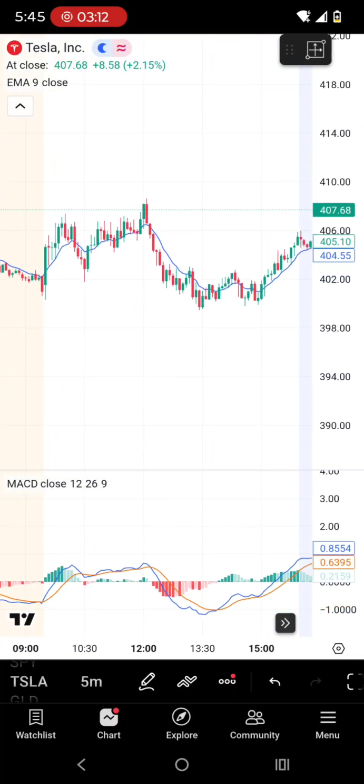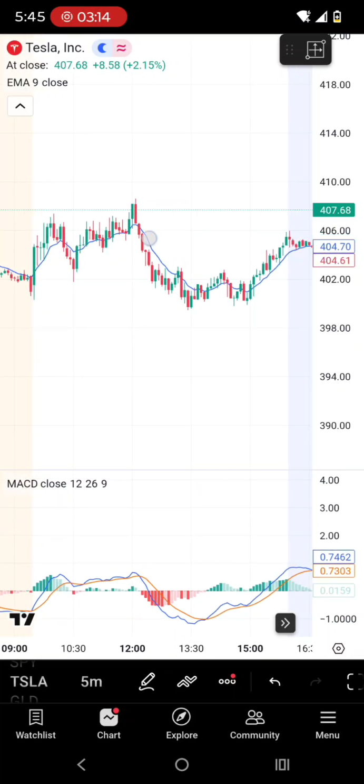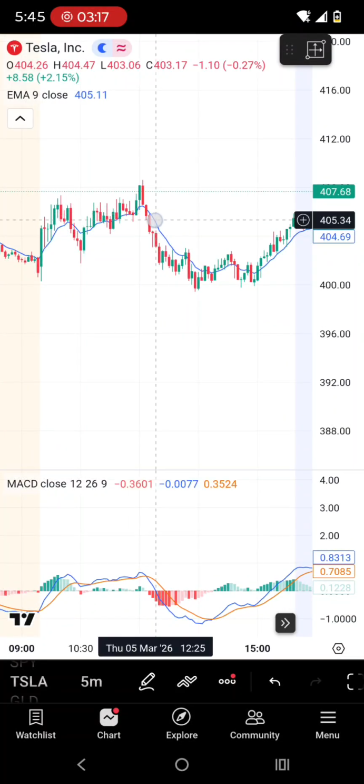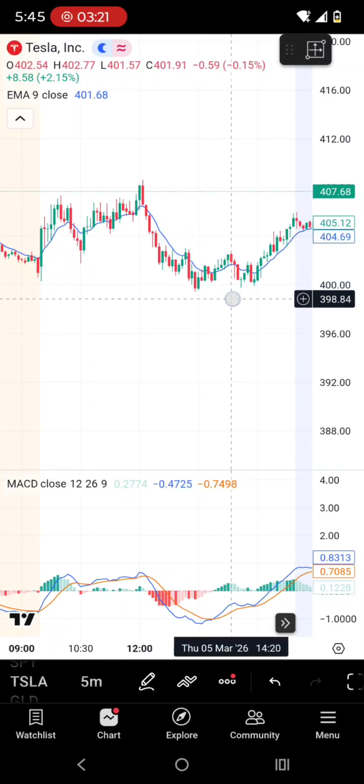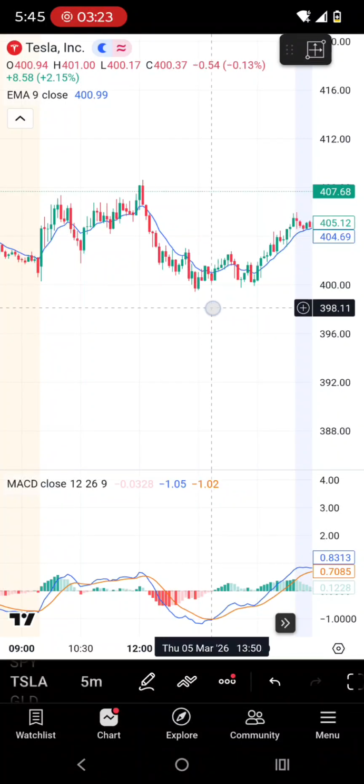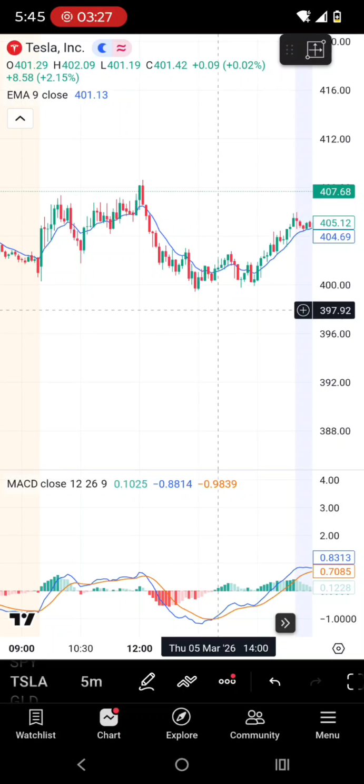Okay, so here MACD cross right here. So if you got in puts right here, Tesla was at 405. With the MACD cross, it went all the way down to 399. And then when it crossed again, it showed me it could be an upside. So I would exit right there and just find another play.